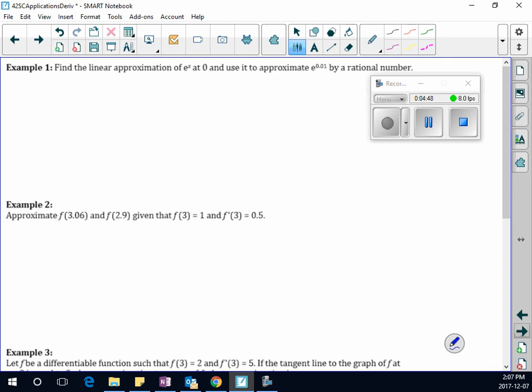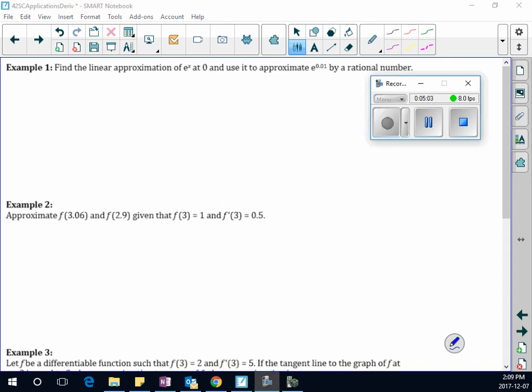Okay, so we're going to find a linear approximation of e to the power x at 0 and use it to approximate e to the power 0.01, and this is a calculator question. So I'll give you a second to get your calculator out.